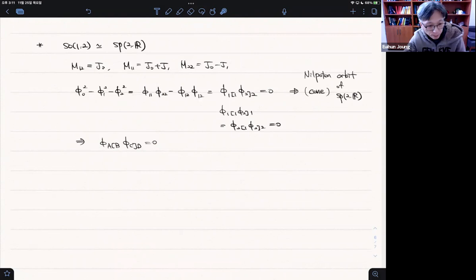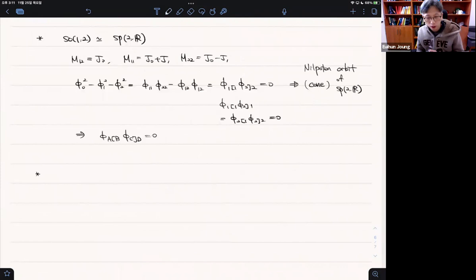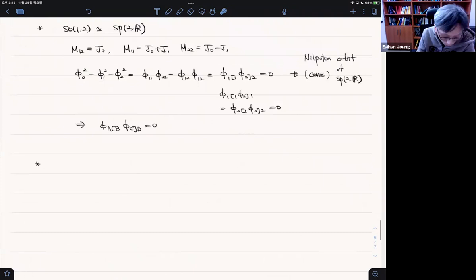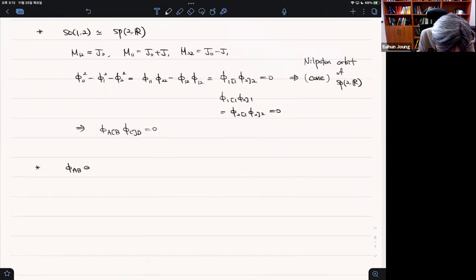Good. And now let's see how we can relate. We want to parameterize this. We want to, for instance, see the dimensions of this orbit in any dimension, say, in any SP2NR. So how can we do that? For that, we can do the following trick: phi AB, phi CD equals phi AC, phi BD, right? According to these equations. And then we divide each side, AB phi BD, no, AC. So I put this and then put that.